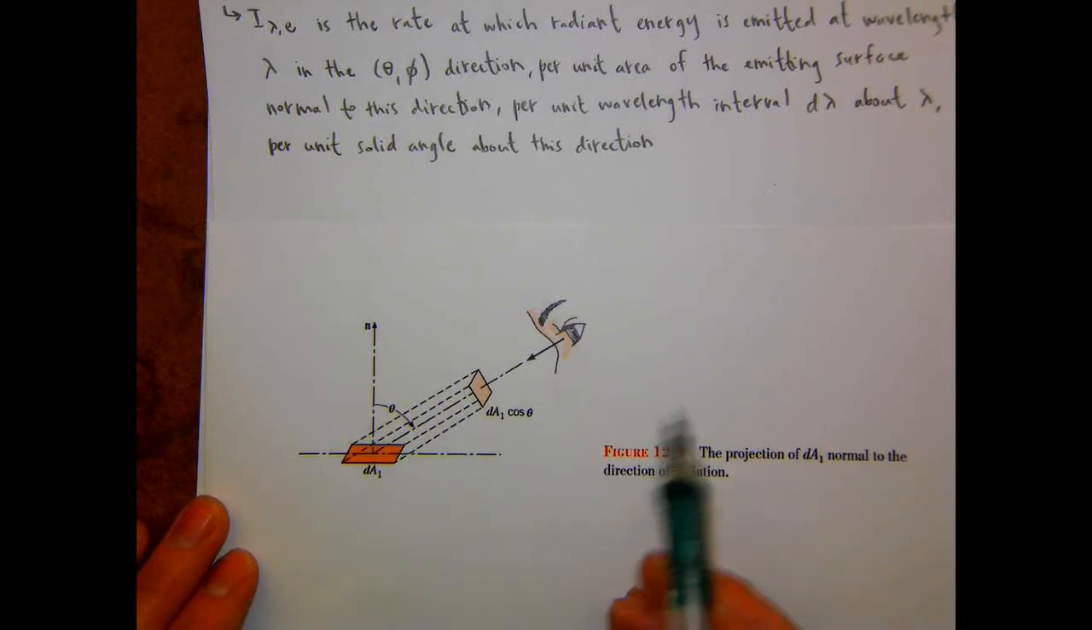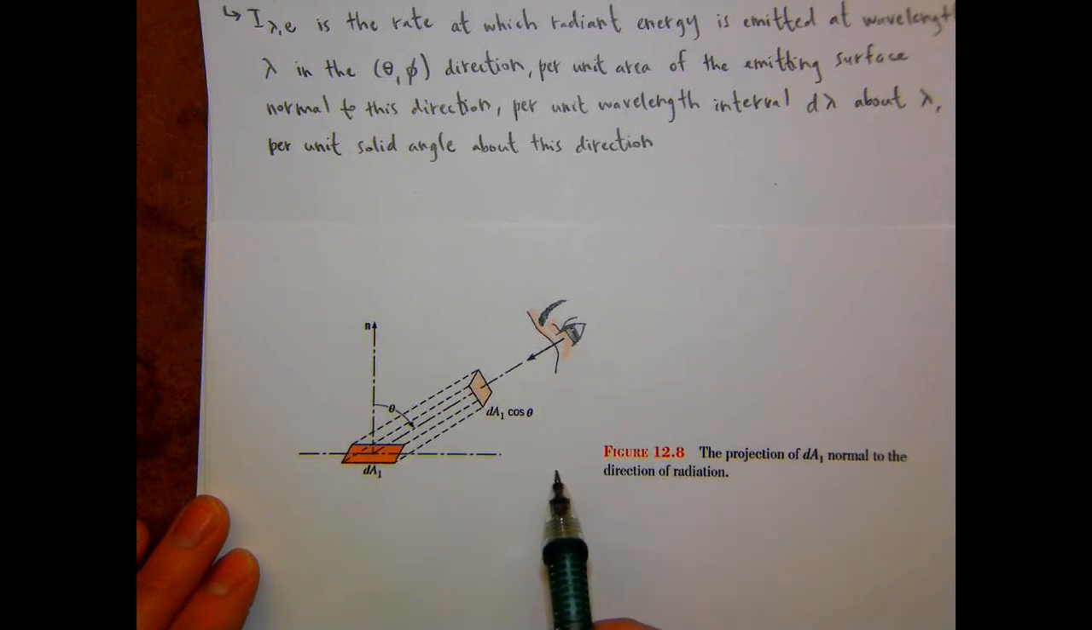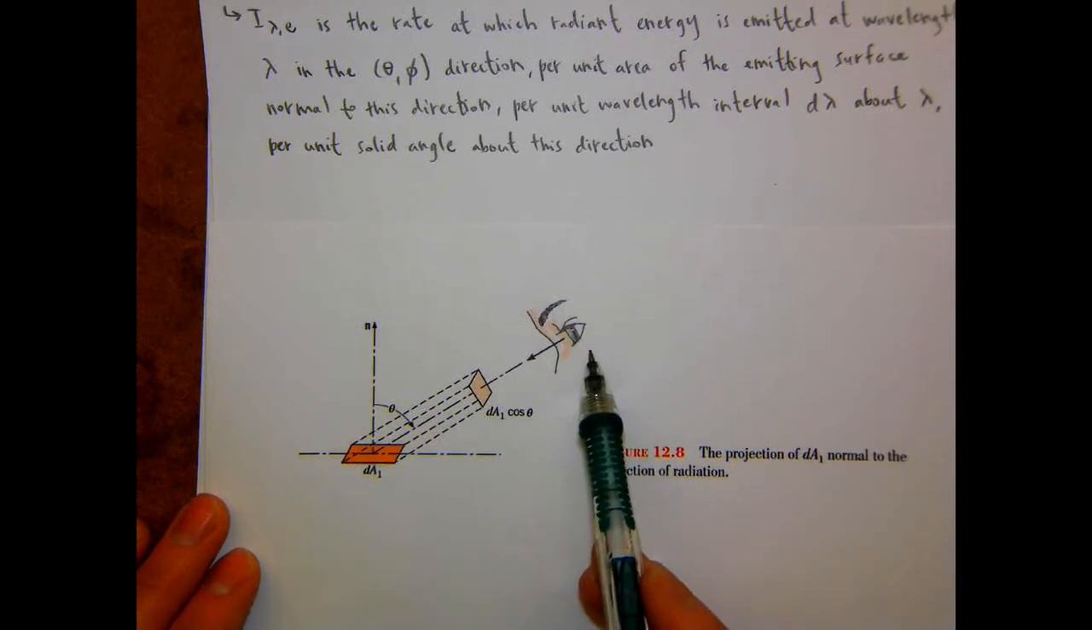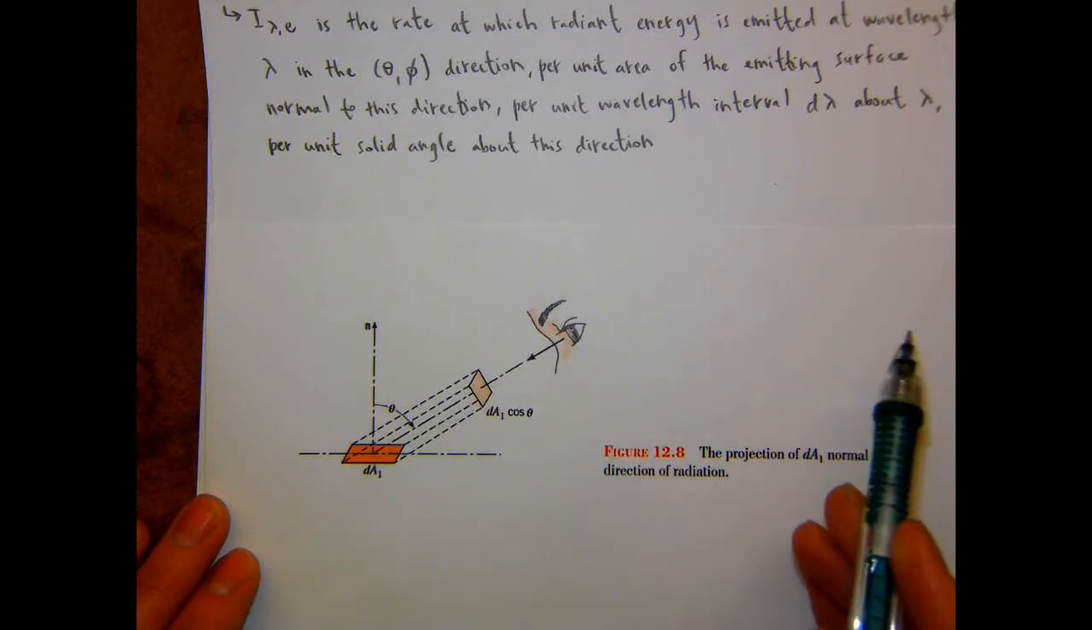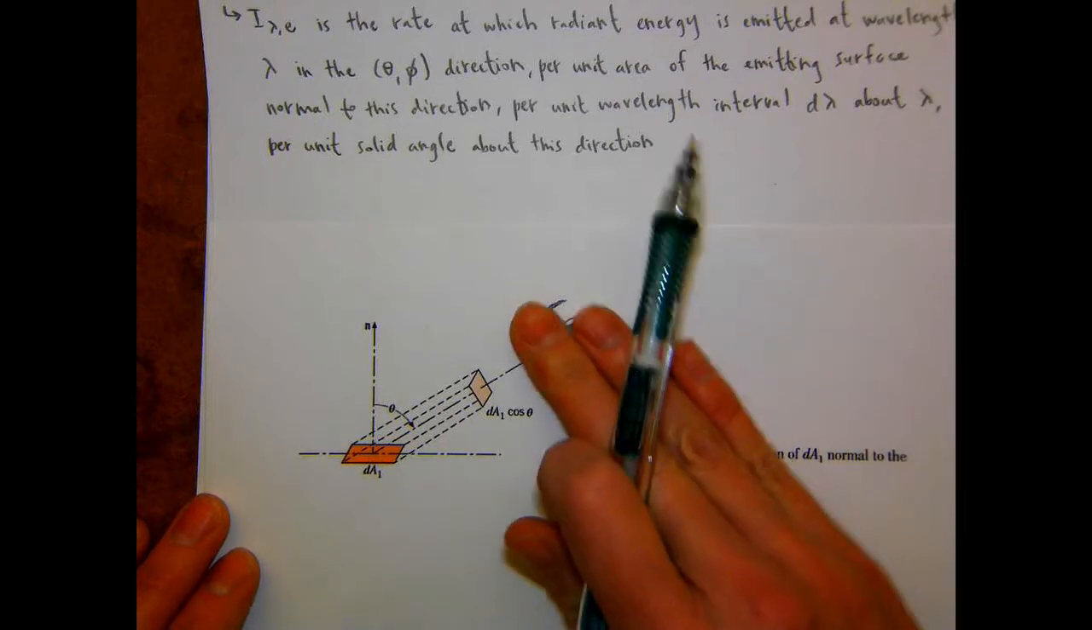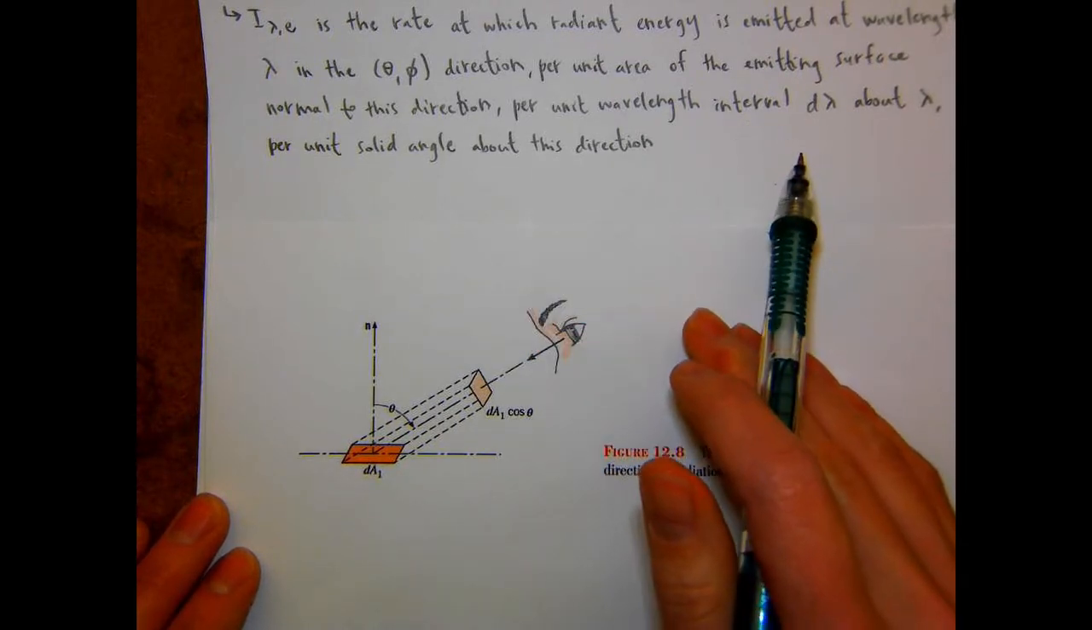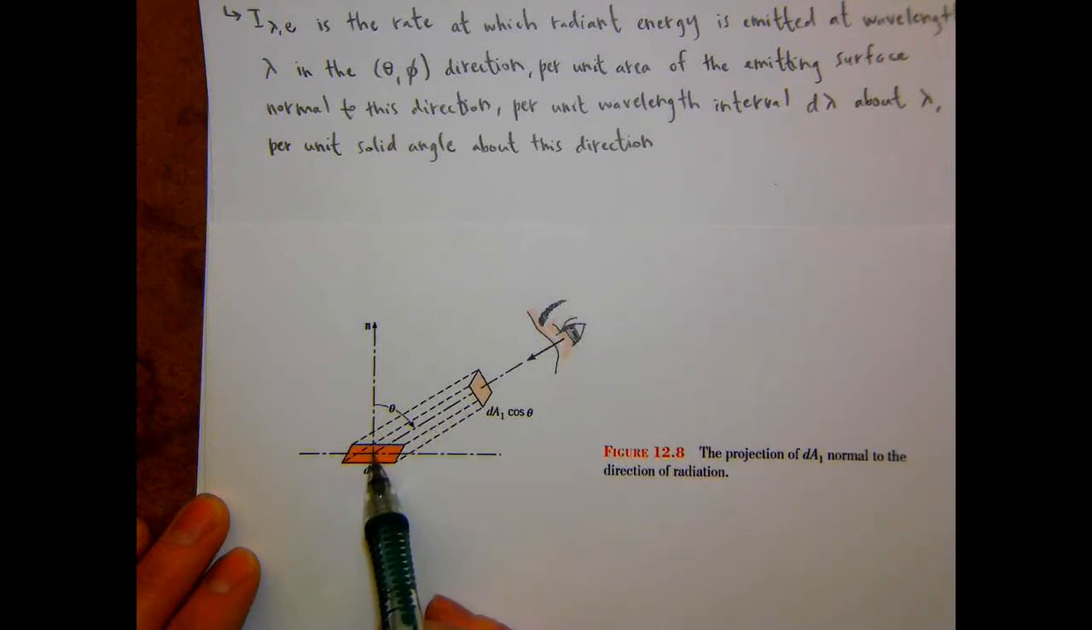Is the eye radiating that? No. The point of the weird looking eye is to show you what dA1 would look like if you were looking at it from the same direction as the radiation. The source of radiation is this dA sub 1. Yeah, so that's the radiating surface. Okay. Is that moderately clear? All right.